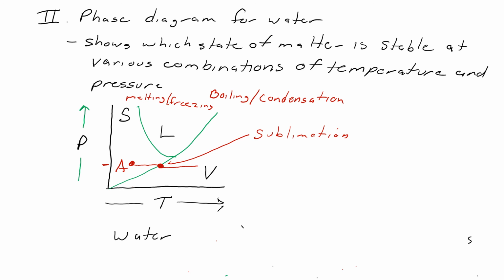What if I start here and do the opposite? Take heat away at the same pressure. Which direction do I move? I move to the left. When I hit this point right here, what happens? I turn from a vapor to a solid. It's called deposition.